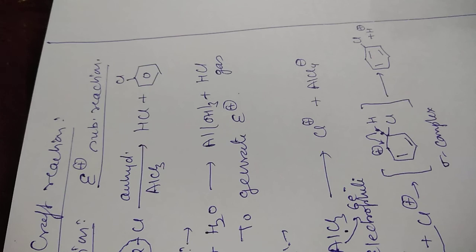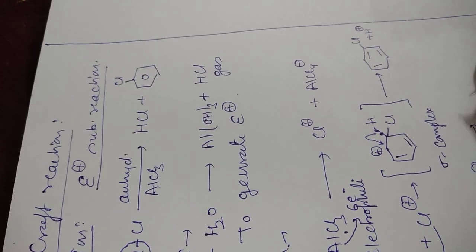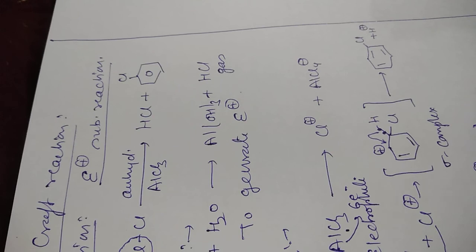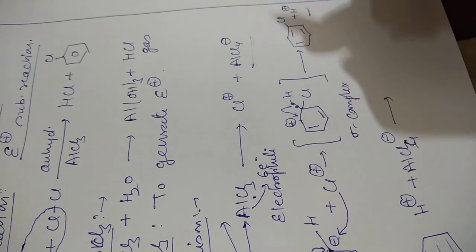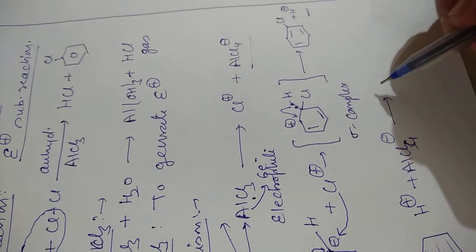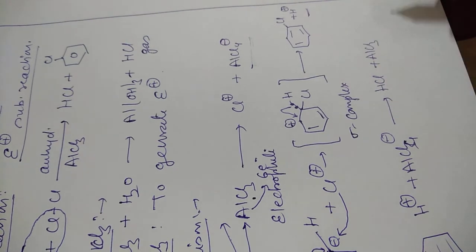In the third step, what will happen? H plus and AlCl4 minus will react together. Where is the H plus formed? In the second step. Where is the AlCl4 minus formed? In the first step. As a result, it will form HCl and AlCl3 will form again.